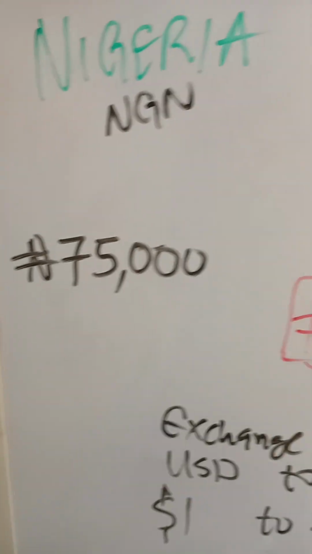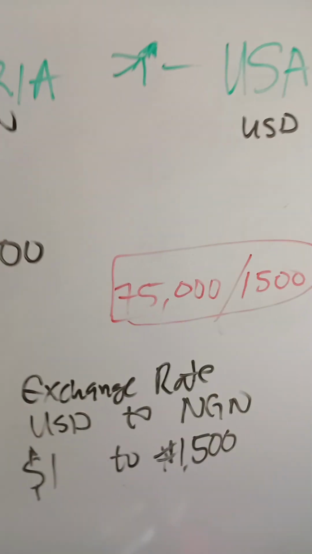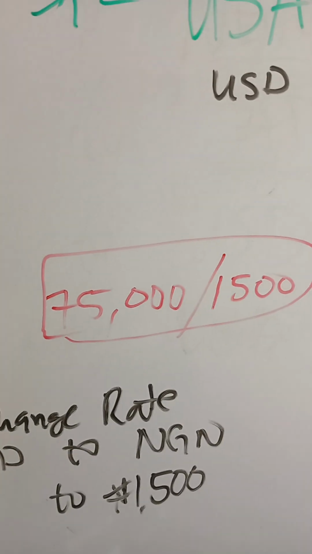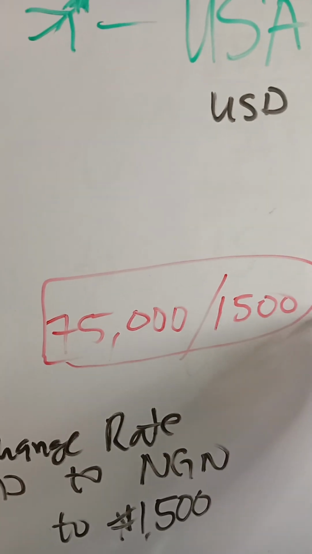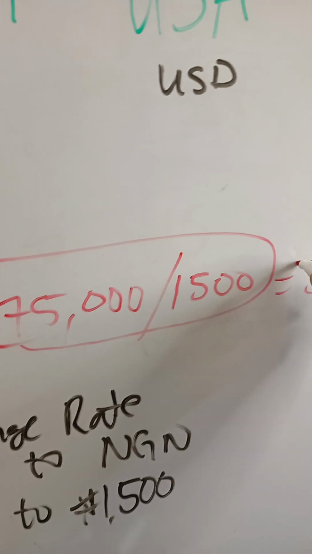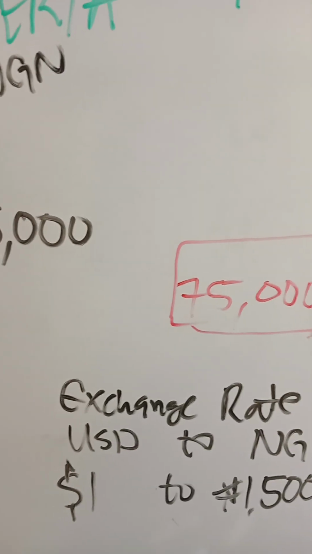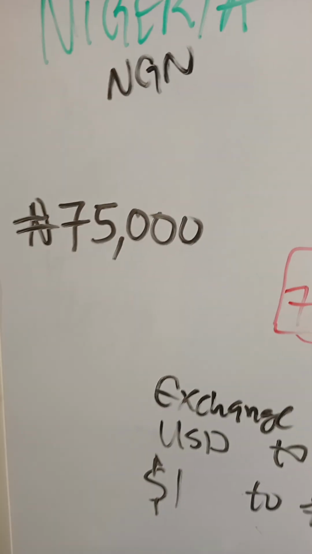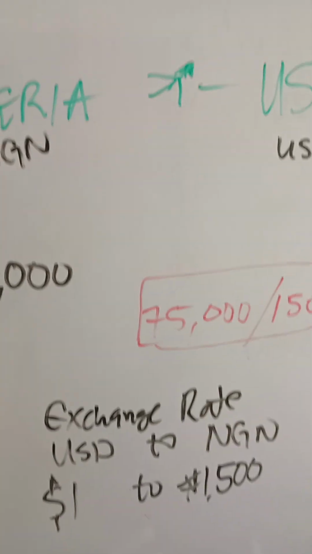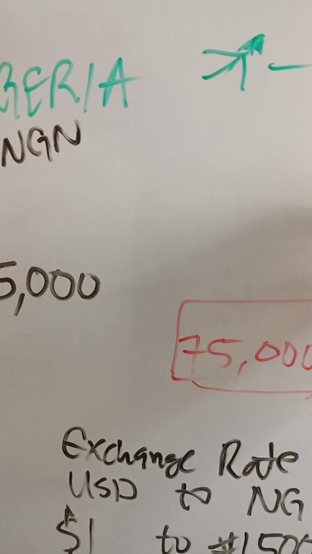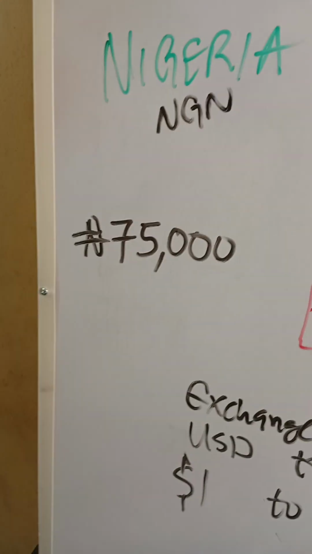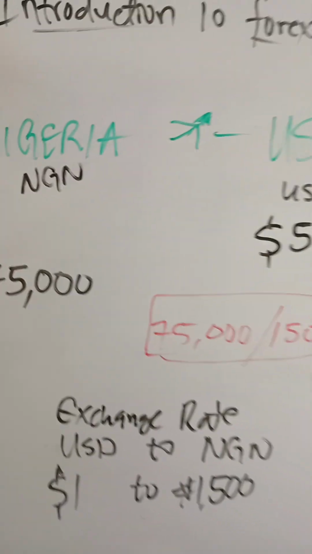Guys, this is just you converting it. So if you divide 75,000 by 1.5, you'll be having $50. You can actually do this calculation. 75,000 divided by 1.5, I think you should be having $50. Yeah, $50. So if you exchange your 75,000 naira to United States dollar at the exchange rate of 1.5, you're going to have $50 with you. Guys, don't mind where I'm writing my dollar, that's where I do write it. So you'll be having 50 United States dollars.